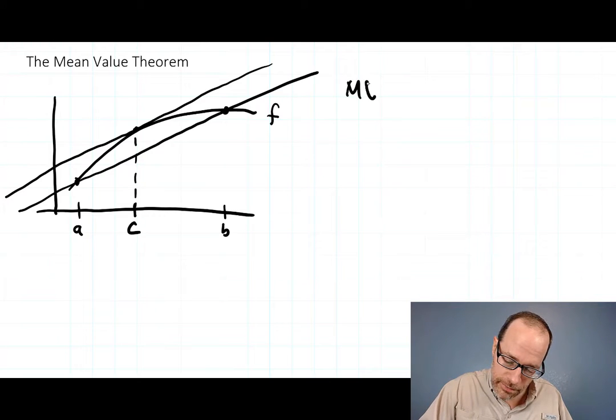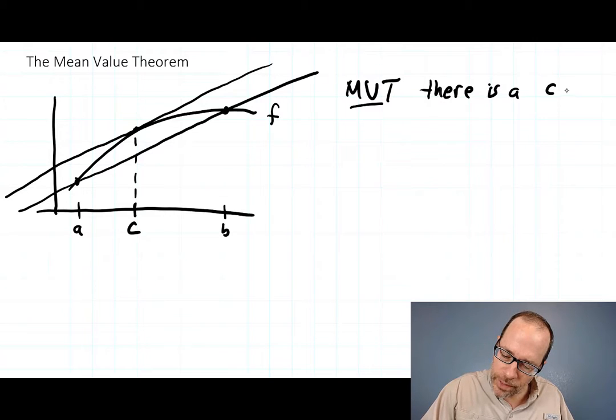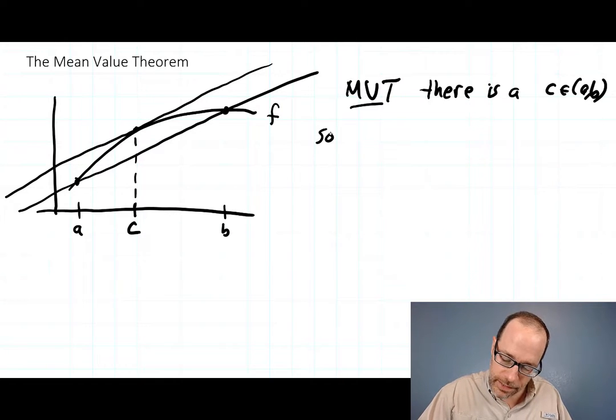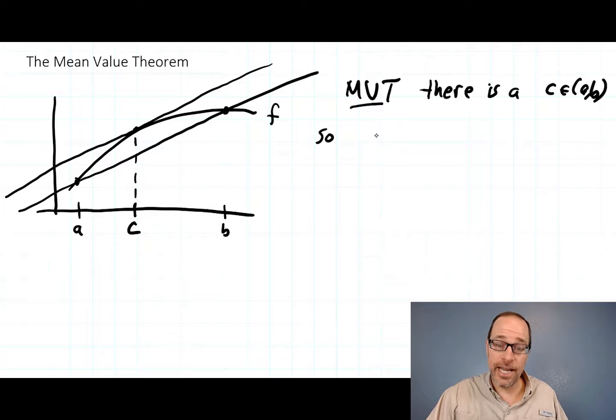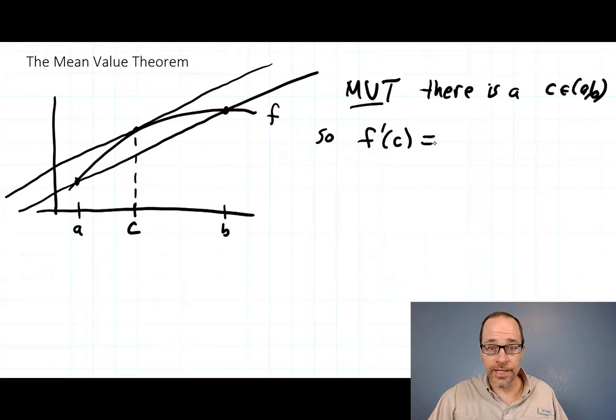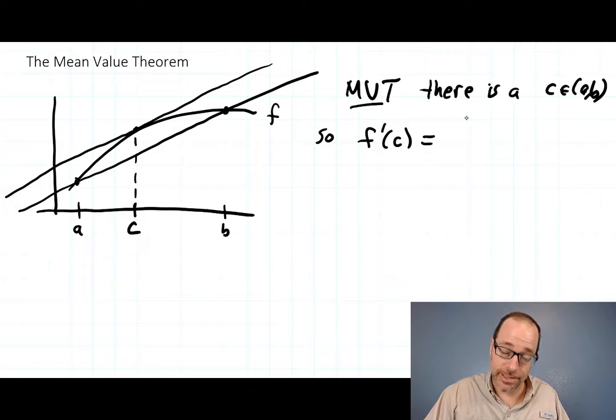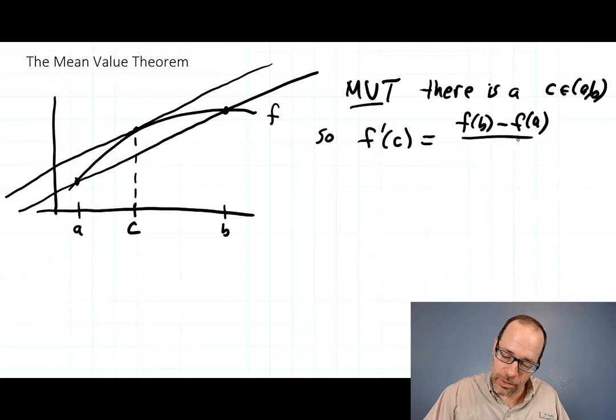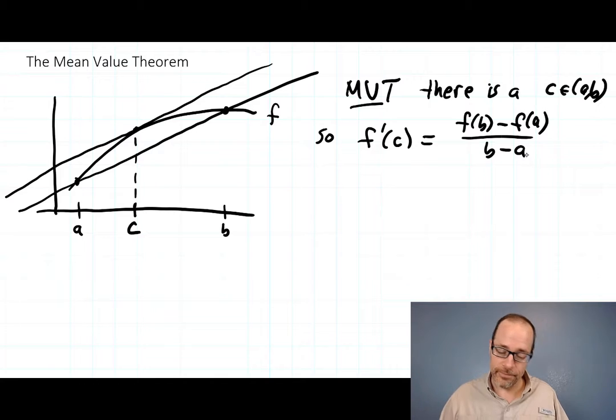So, mean value theorem says there is a point c in here so that the slope of the tangent line at c, f prime at c, is the slope of that secant line. So that's the change in y over the change in x. So f at b minus f at a all over b minus a. That's all it says. All right.